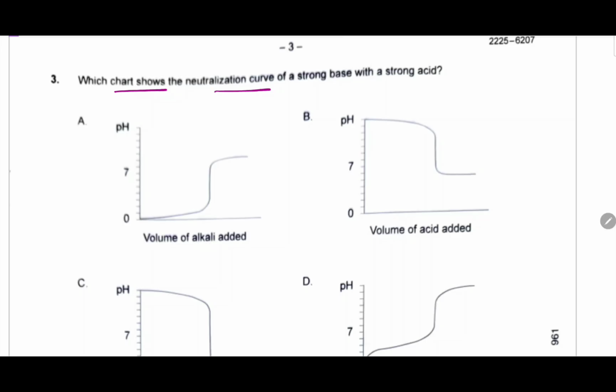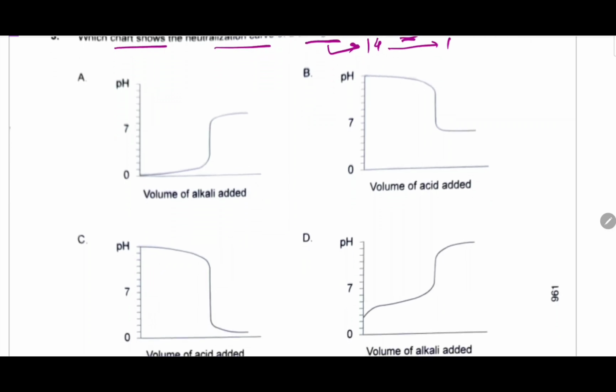Okay. Now the next question is question 3, which says which chart shows the neutralization curve of a strong base with a strong acid. Strong base titrated with a strong acid. What we are doing, we are adding a strong acid to a strong base, and since the base is strong, the pH curve should start around 14, and since the acid is strong, it should go around 1. So we have to look for the graph starting around 14. It's starting around 14 but not going till 1.